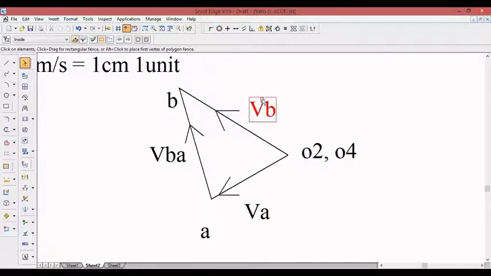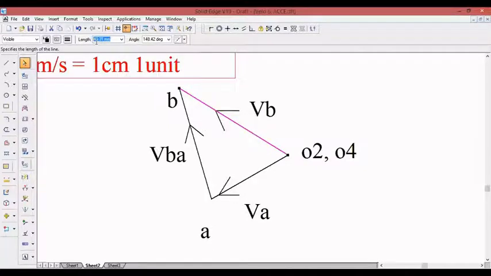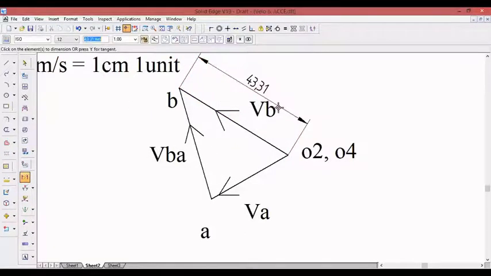Now this completes the velocity diagram, in which we knew the magnitude and direction of VA, the direction of VBA, and the direction of VB. So now by measuring the length of these two, we can get the velocity of these two. By measurement, the length VB we are getting is 4.3 centimeters, and the velocity VBA is equal to 39 millimeters, that means 3.9 centimeters.